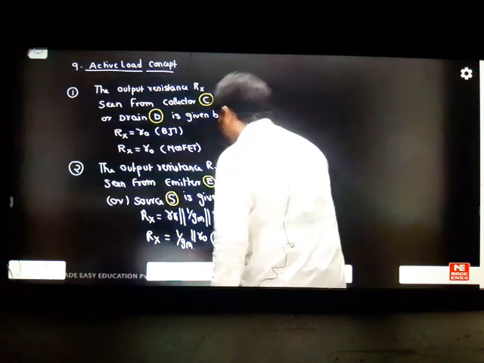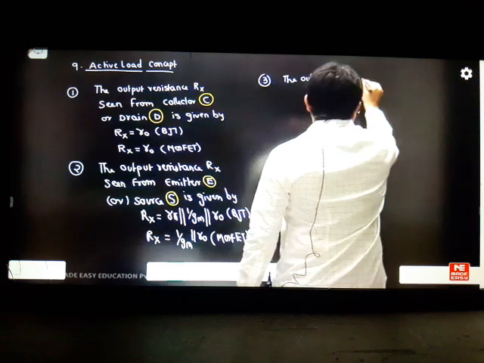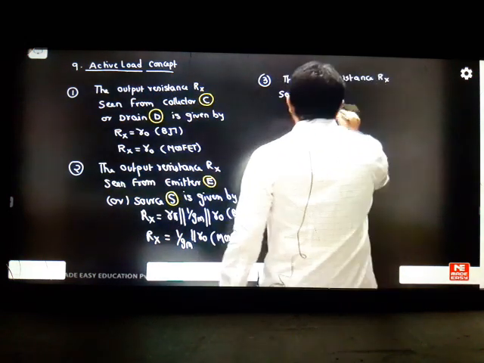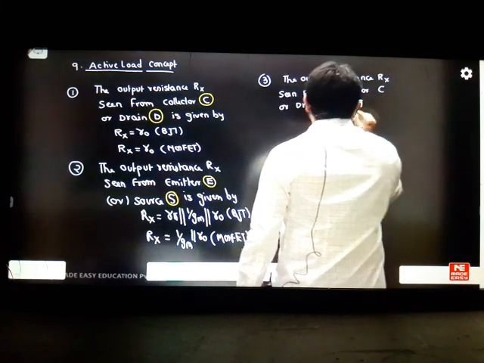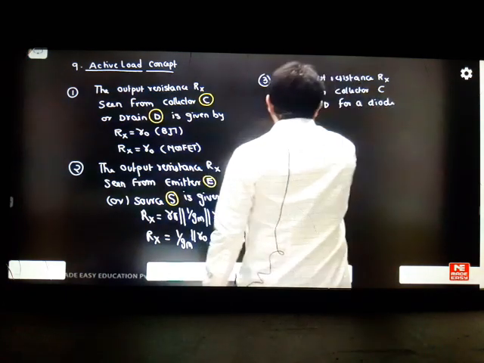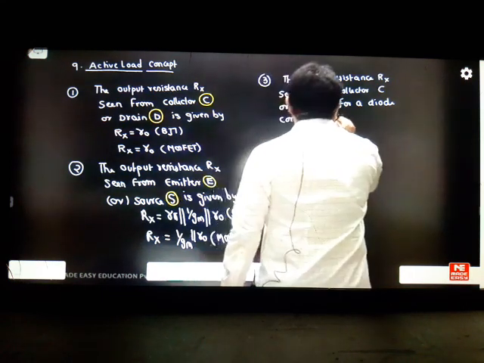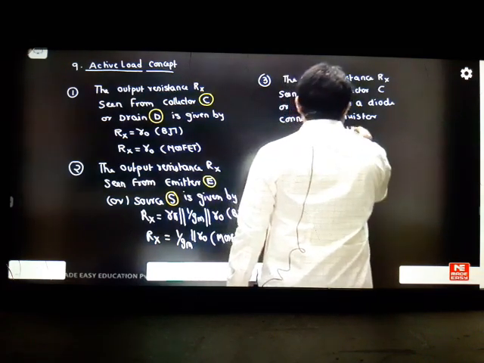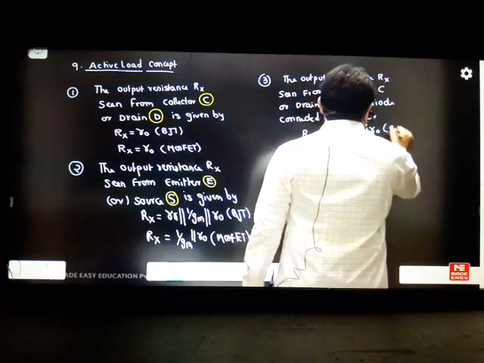Next, the third statement: the output resistance Rx seen from collector C or drain D for a diode connected transistor. Diode connected BJT or diode connected MOSFET, because in general we are talking about a diode connected transistor. For BJT, Rx is equal to R pi parallel to 1 by Gm parallel to R naught. For MOSFET, Rx is equal to 1 by Gm parallel to R naught. One is for BJT, one is for MOSFET.